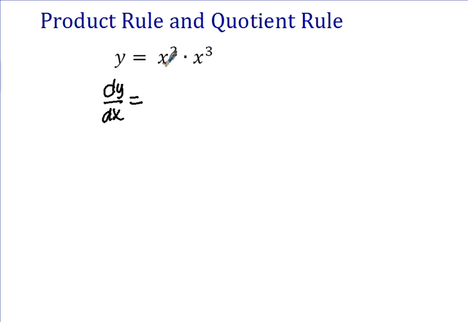If I take that approach, the derivative of x squared is 2x, the derivative of x cubed is 3x squared. And if I multiply those two things together, you see that we get 6x cubed as the derivative of that function. Now let's take a different approach.